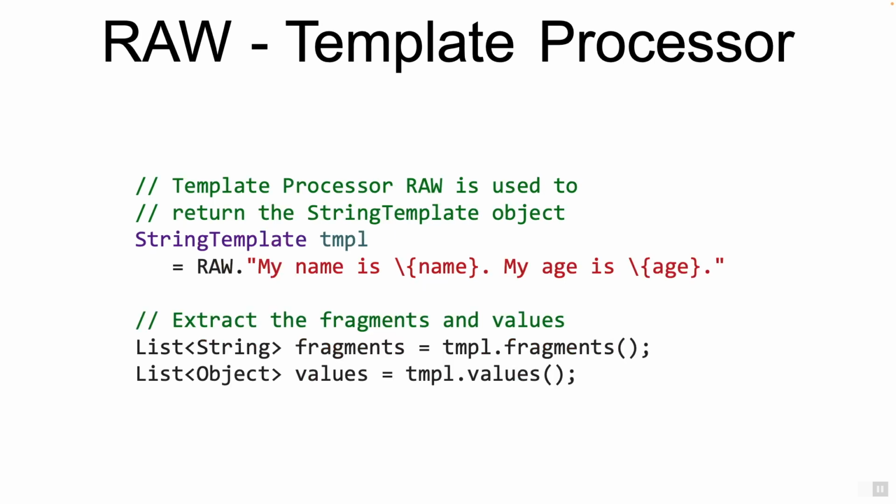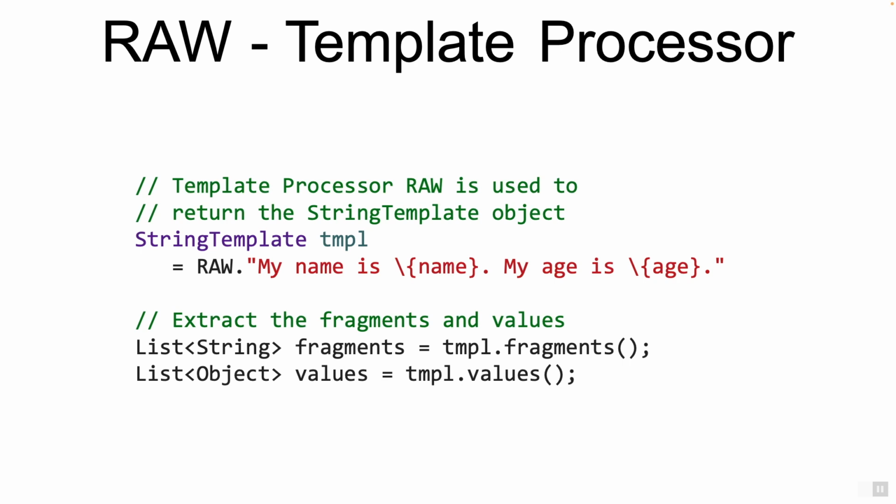There's another inbuilt template processor called RAW. What RAW does is that it simply returns the string template object. Using the string template object, we can extract the fragments and the values out of it and maybe act on it. But notice that the expression actually returns not a string, but a string template object.